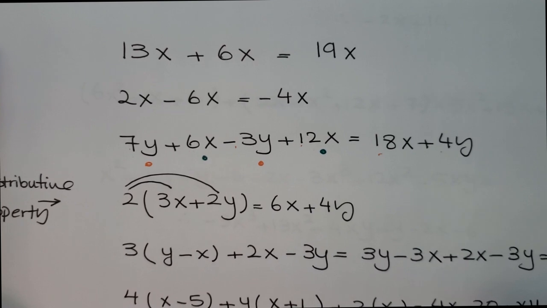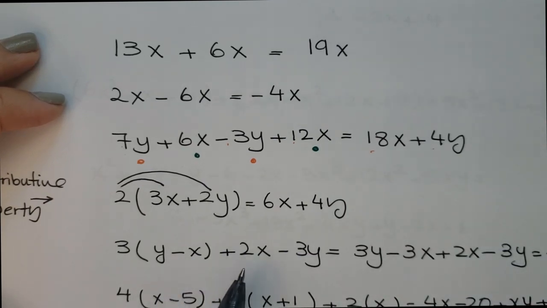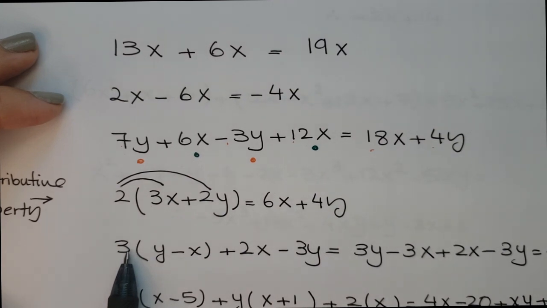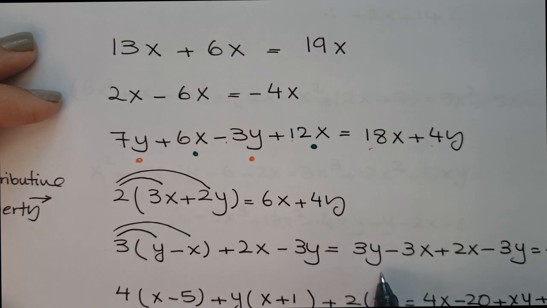Okay, let's do another example. This is a more advanced one. Here I have a combination of apples, oranges, and then distributive property. So let's say here, first thing first, I have to simplify. So I'll use the distributive property and multiply 3 by y and then 3 by negative x. Okay, so it turns into 3y negative 3x. Then I have another 2x here and I have another 3y here.